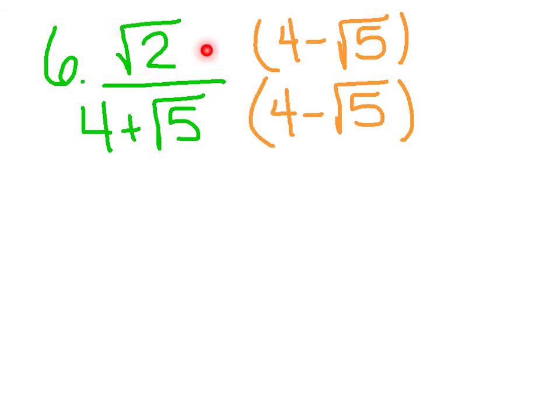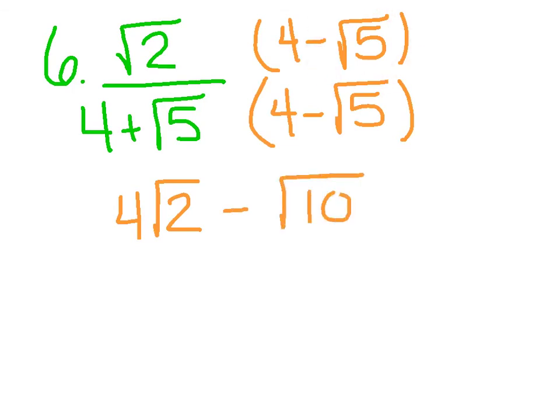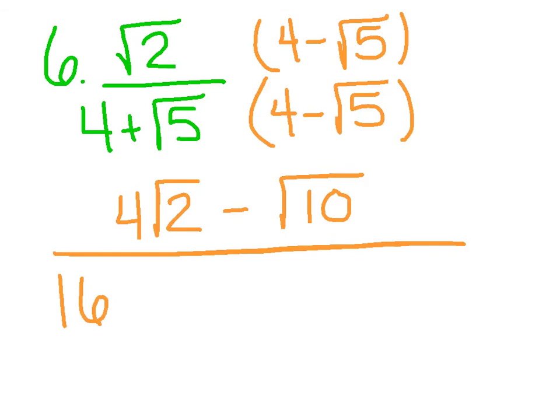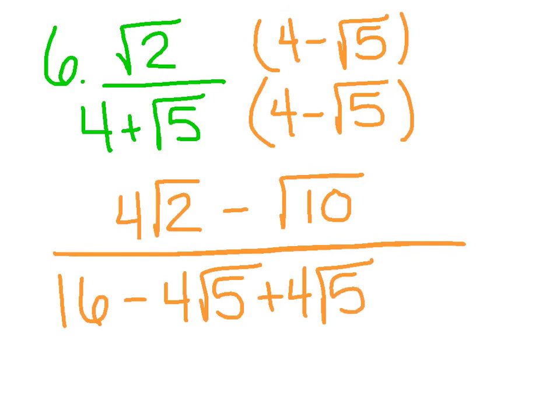Now notice 2 is inside, 4 is outside. They do not go together. So that is just 4 radical 2. But on the next term, 2 is inside and 5 is inside, so I'm going to say that's minus radical 10. I will multiply them together when they're in the same positions. All over 16 minus 4 radical 5 plus 4 radical 5 minus radical 25.